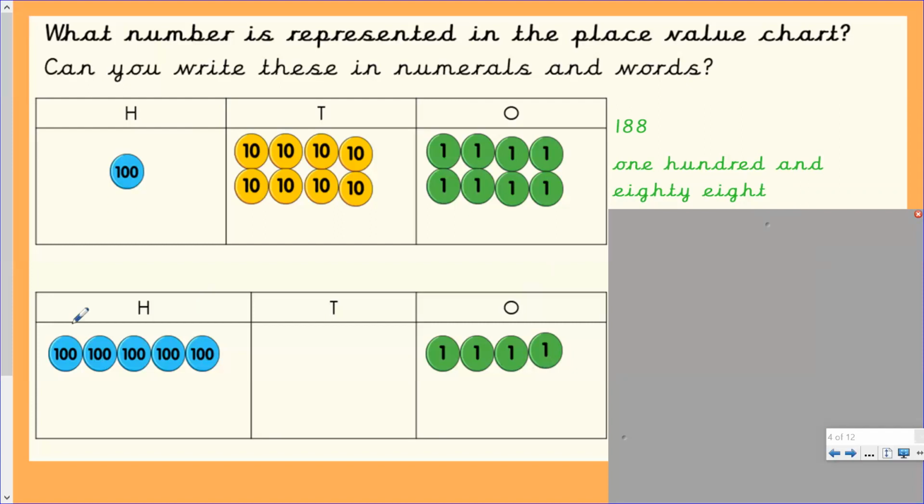And then the second place value grid, what do you notice? What's the difference between this place value grid and this place value grid? Well, here we don't have any tens, so our tens column is empty.